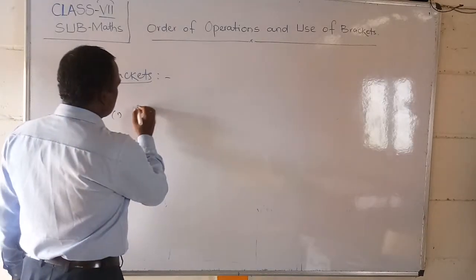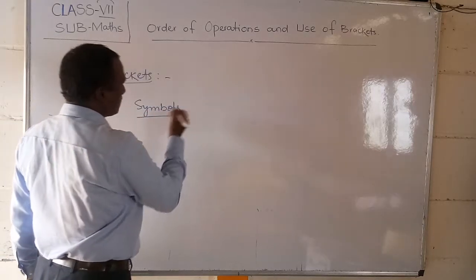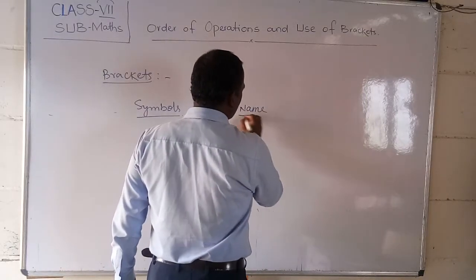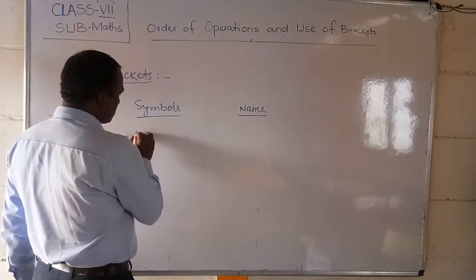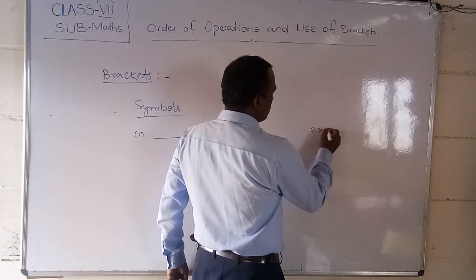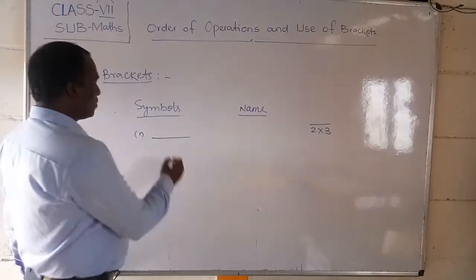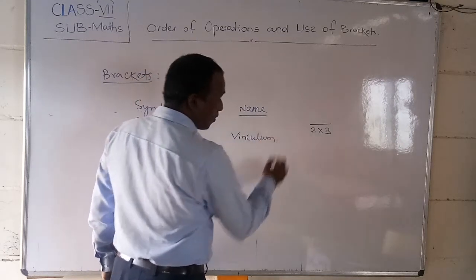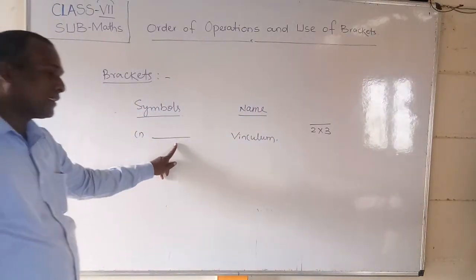we can write the symbols, and we have to write the name of the bracket. Okay friends, a symbol and a name. The first bracket is one line. Suppose it is like 2 into 3 with a line over it, this line is also one bracket. Okay friends, this is called a vinculum. Vinculum is one bracket, just like one line.